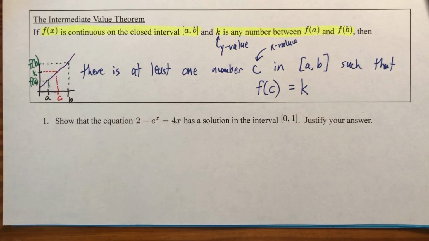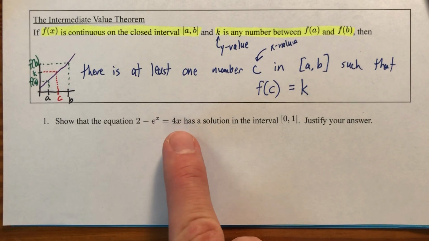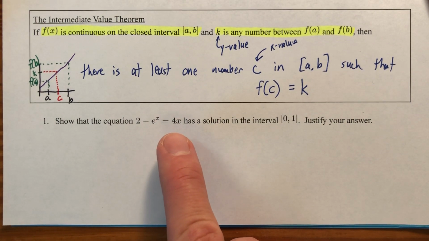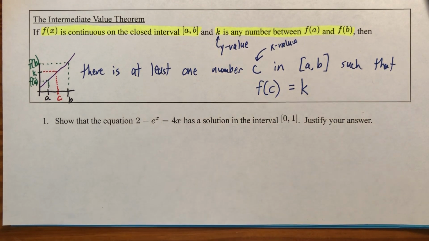Okay, this problem at the bottom is a very difficult one to start with, but we're going to do it anyway. So show that this equation has a solution in the interval from 0 to 1. We're going to justify our answer. So you might be saying, well, let's just solve it. Okay, no. Don't tell me what it is. Tell me that it has a solution. And this is a really funky way of going about doing it, but we're going to do it.